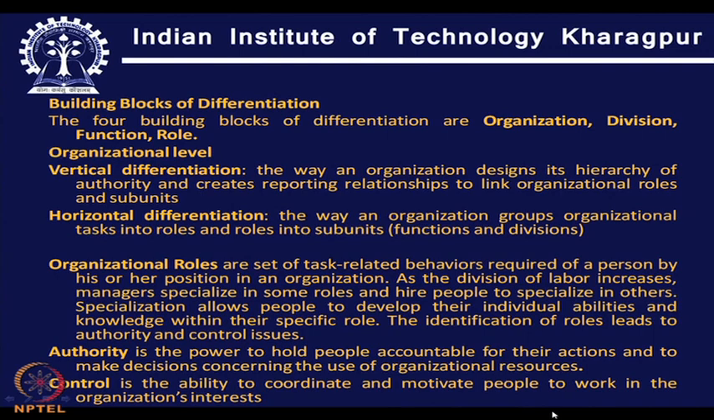Vertical differentiation is the way an organization designs its hierarchy of authority and creates reporting relationships to link organizational roles and subunits. So, how employees are placed in the hierarchy, who reports to whom, and how authority is designed at each level of the organization, these are parts of vertical differentiation.